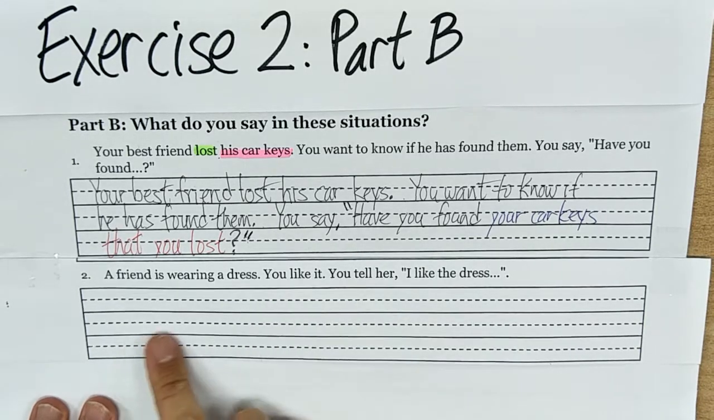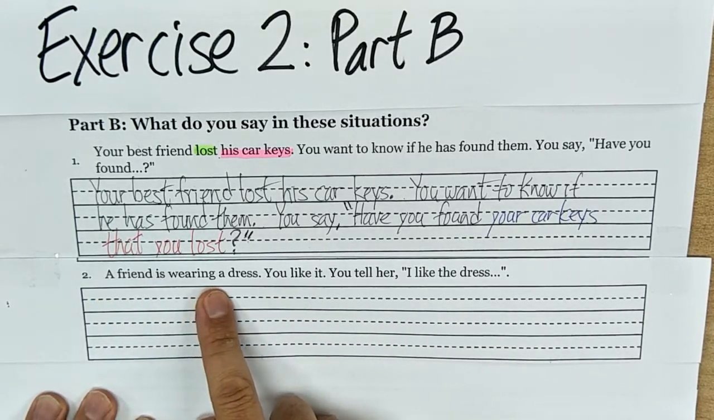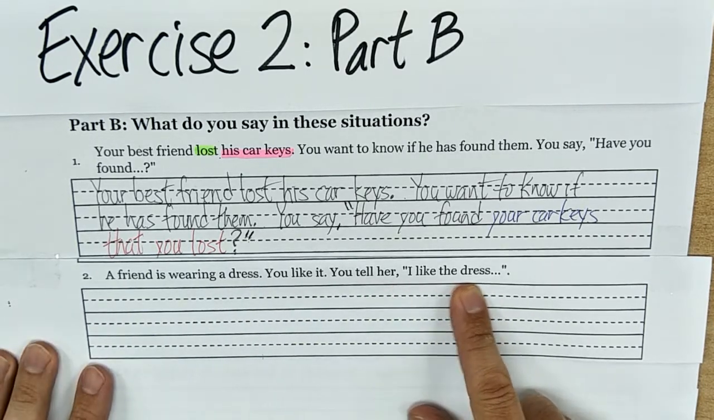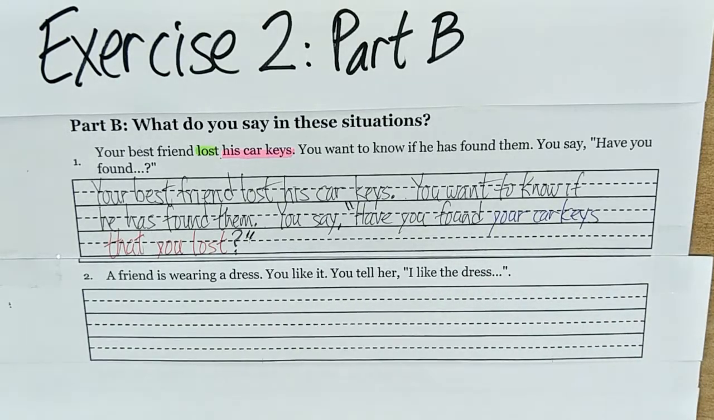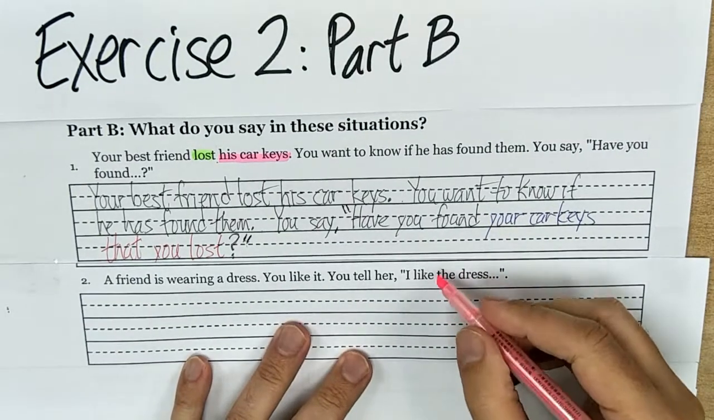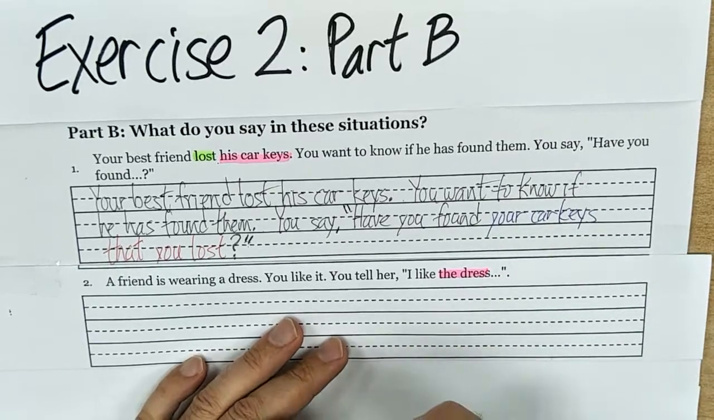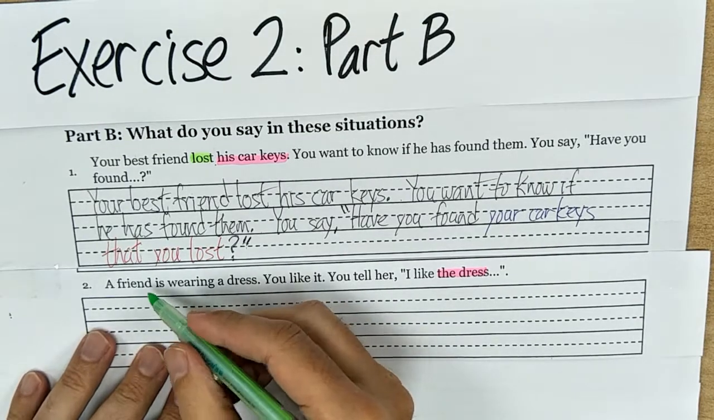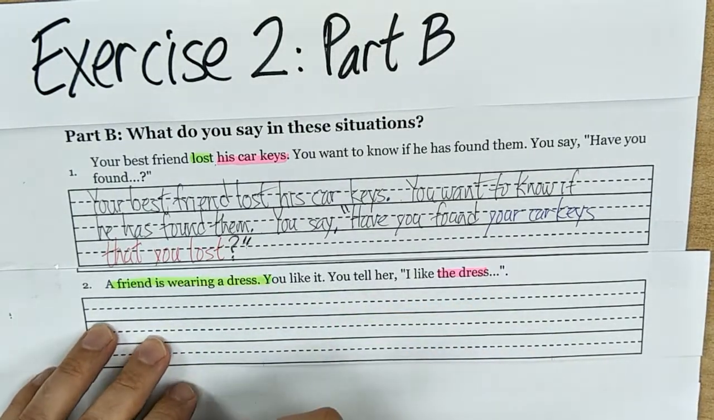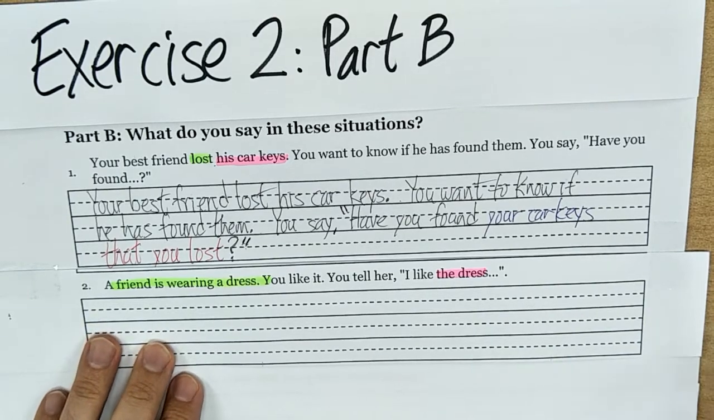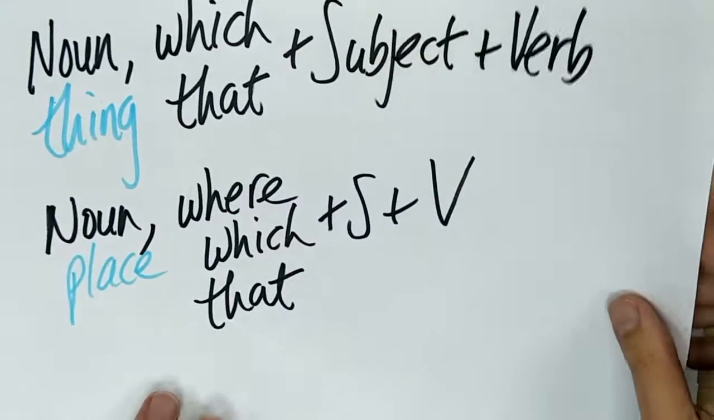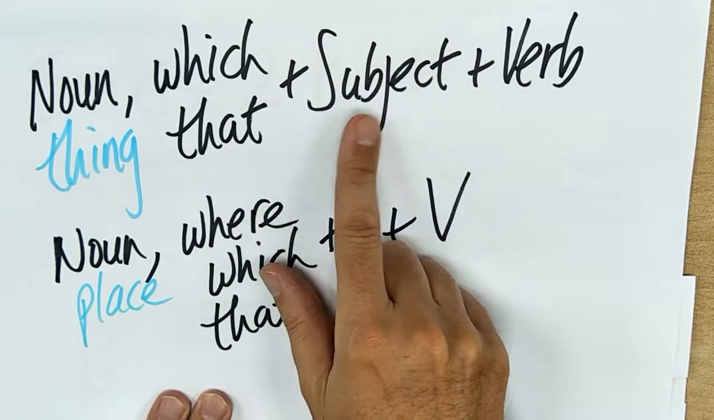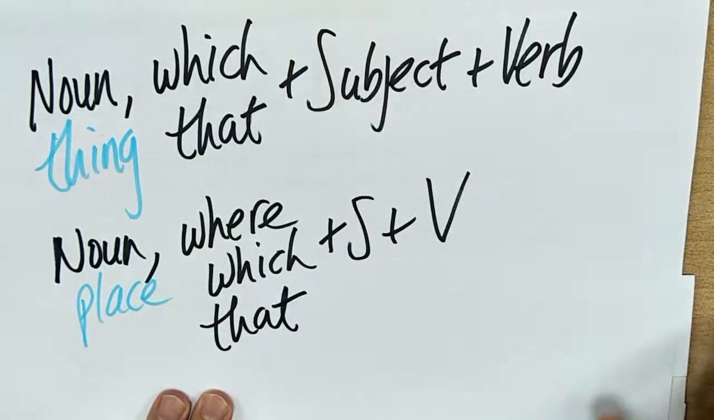Okay, number two, question number two. A friend is wearing a dress. You like it. You tell her, I like the dress. The dress, that's a noun. Well, what about this dress? How do we describe the dress? Well, your friend is wearing the dress, right? Okay, and a dress is a noun, it's a thing. We can use which or that, plus subject plus verb. Either one.